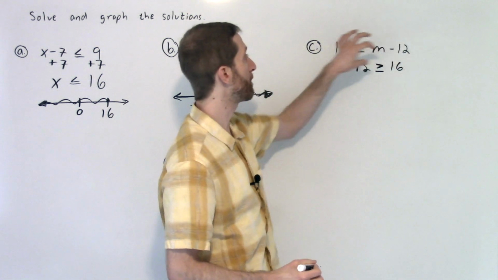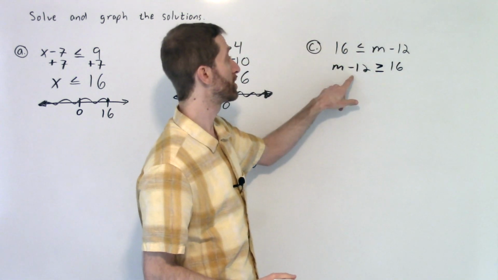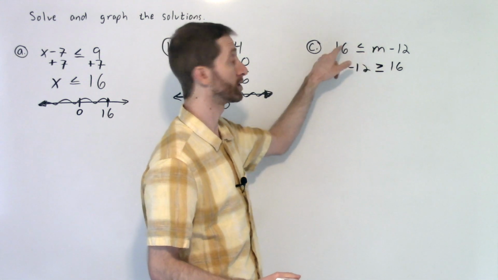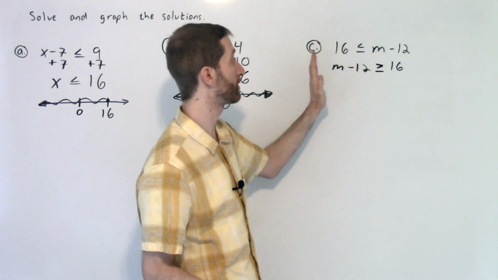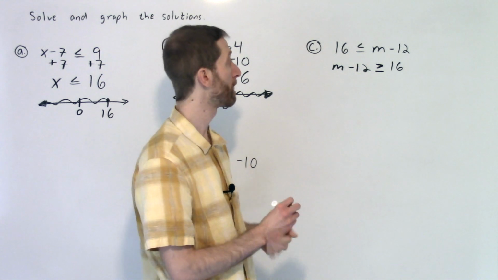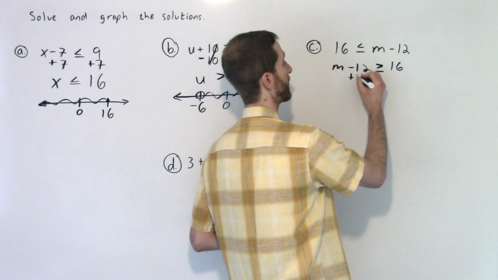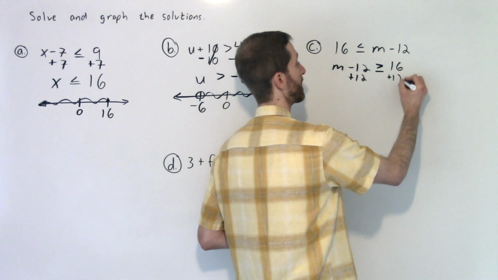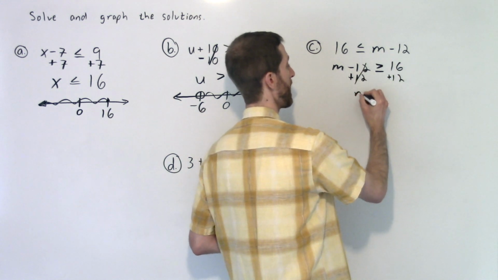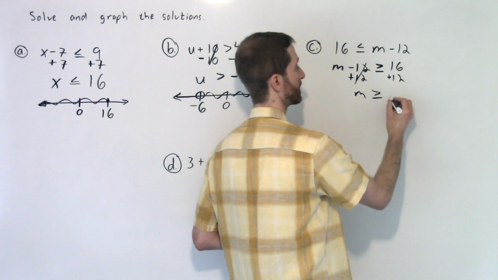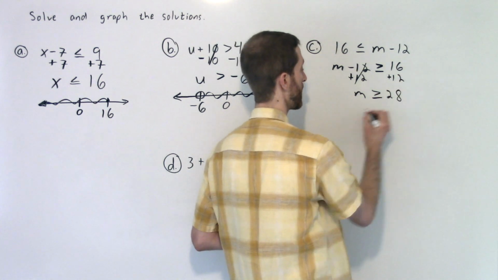I'm merely taking the m minus 12 and moving it here, making sure it still states that we're greater than or equal to 16. As it read right to left, it should read the same way left to right. Now I have the same kind of problem. So I undo minus 12 by adding 12 to both sides. And then I'm left with m is greater than or equal to 16 plus 12, which is 28.